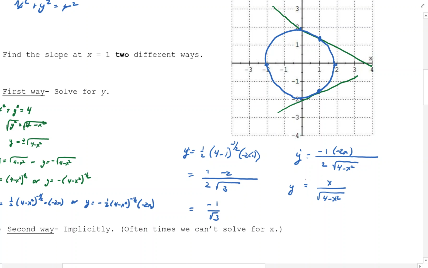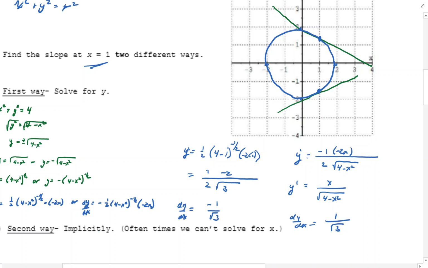Put my primes back in there. dy/dx. This should have been a dy/dx. Plugging in x equals 1 from up here, I've got dy/dx equals 1 over the square root of 3. So my slope, dy/dx equals -1 over root 3, must be this line. And the other slope, +1 over root 3, must be this line.